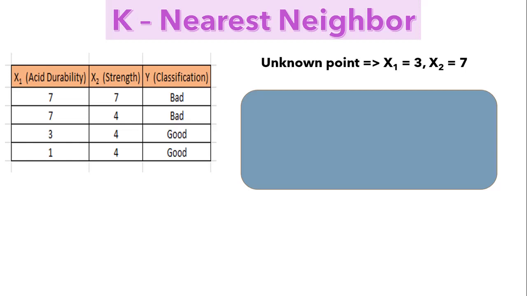So let's jump straight into the solution. Before going ahead, let me tell you that here we have to determine the value of k, which is not predefined. But we have some assumptions for choosing the value of k, and the rest is based on a trial and error mechanism. A small value of k means that noise will have a higher influence on the result, and a large value makes it computationally expensive.